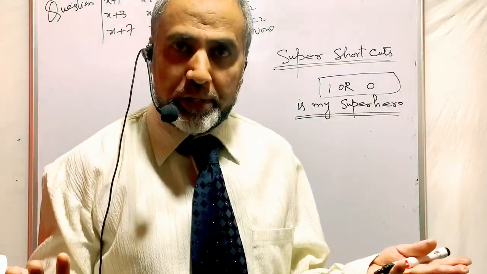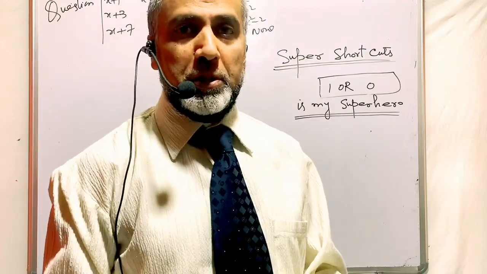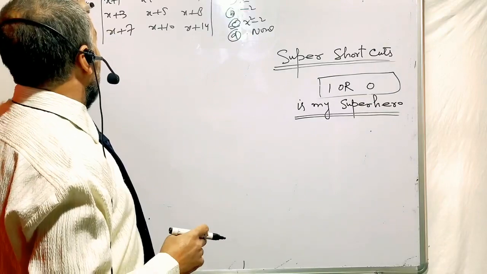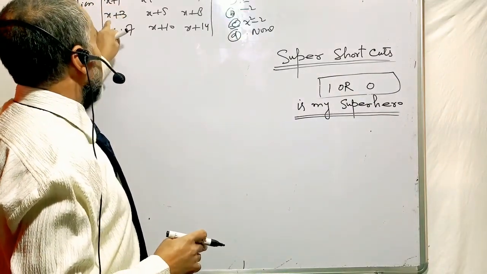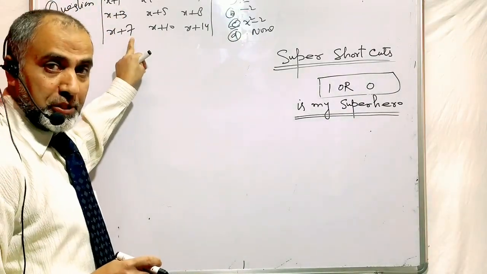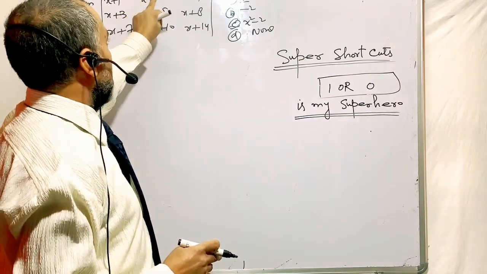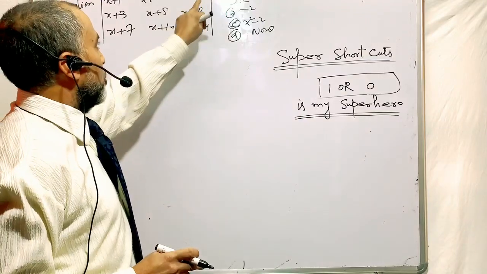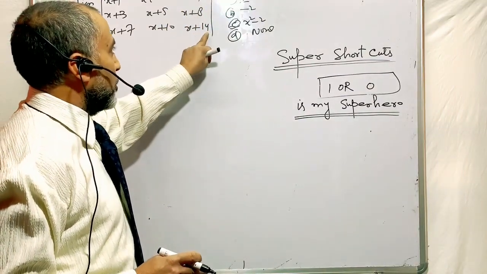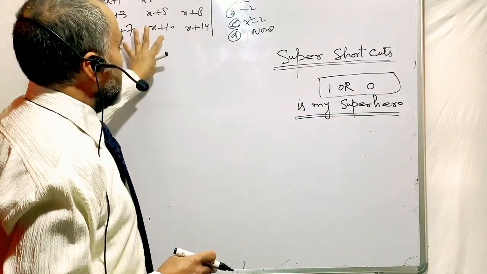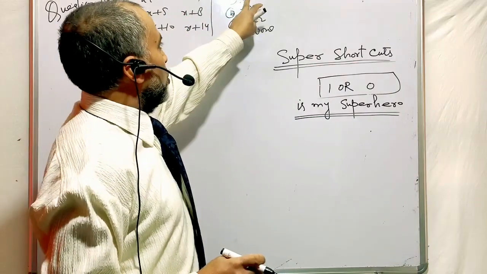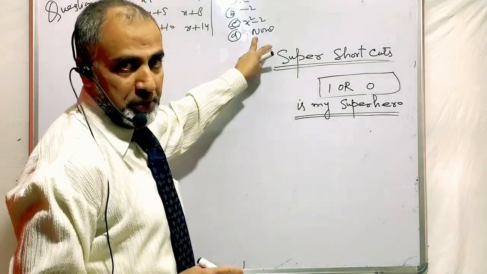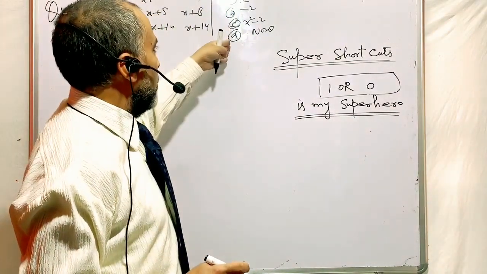Okay, we'll take another example which has been asked in JEE. You have to evaluate this determinant, column wise. Column first: x plus 1, x plus 3, x plus 7. Column second: x plus 2, x plus 5, x plus 10. Column third: x plus 4, x plus 8, x plus 14. The options are 2, minus 2, x square minus 2, and the last option is none of these. We have got these four options.